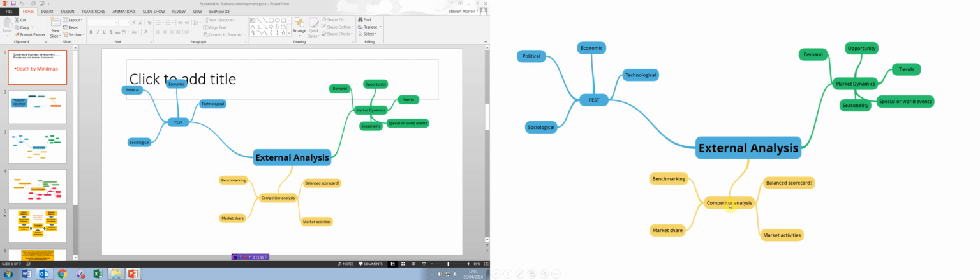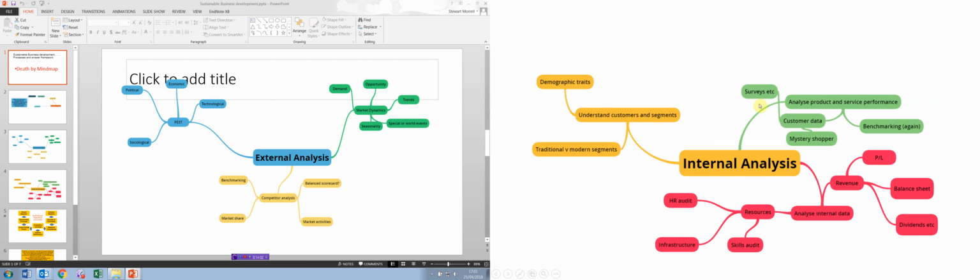Then we looked at competitor analysis, so we've been through benchmarking. These are all things that you came up with in the lecture, remember. We looked at balanced scorecard, different market activities, so things that your competitors are doing that you might not be, or things that you're both doing but maybe they do them better, or you could do them better than them. And then an important one, which is your market share, so what share you've got of the market that you're in.